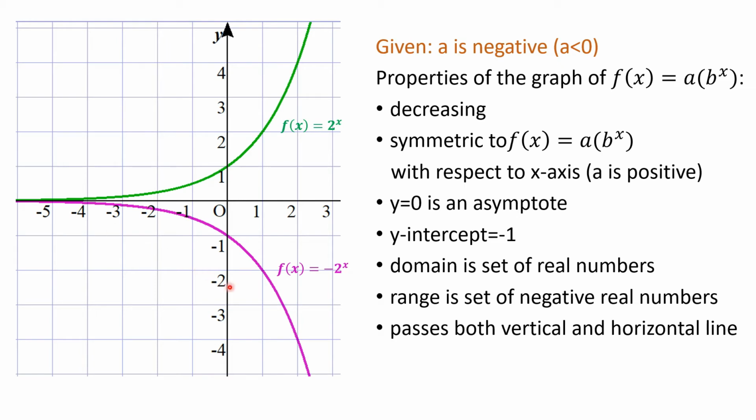And the graph also passes both the vertical and horizontal line tests. When you draw a horizontal line on any part of this graph, it will intersect the graph at one point only. Also, the same is true with the vertical line. Draw a vertical line on any part of the graph. They will meet at one point only.